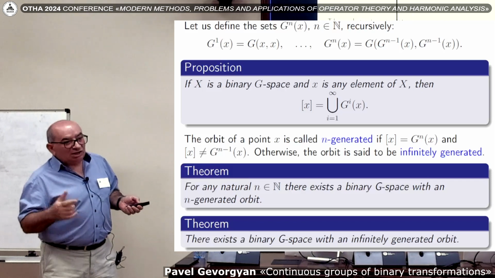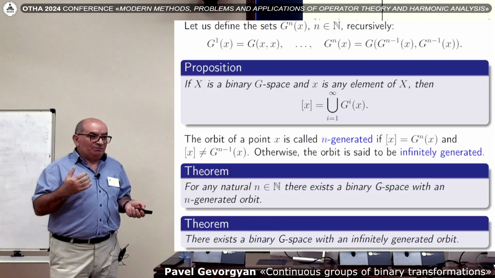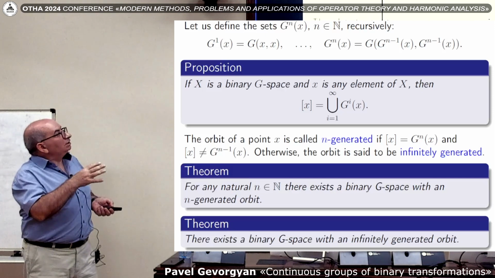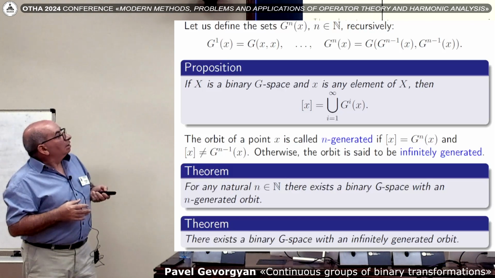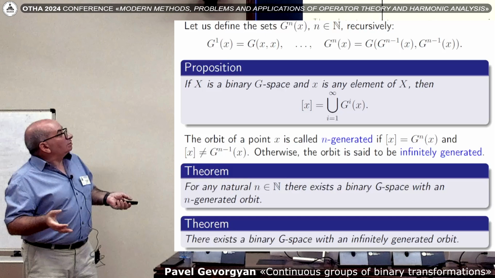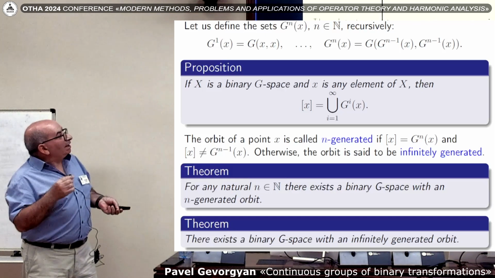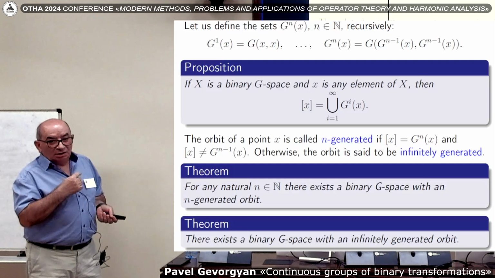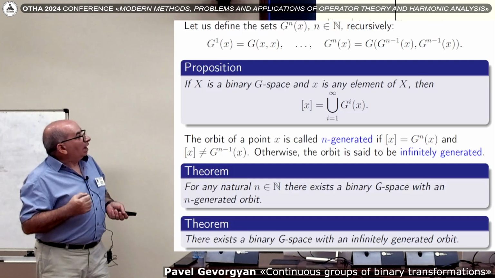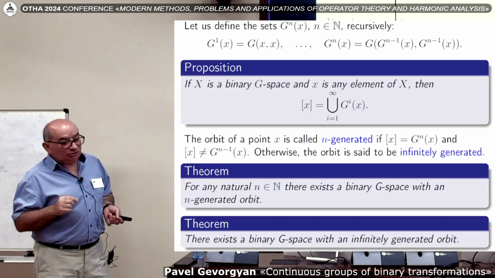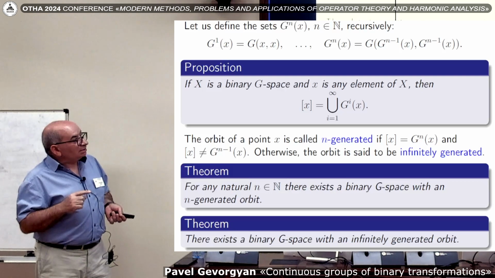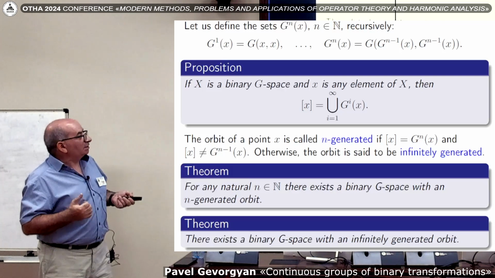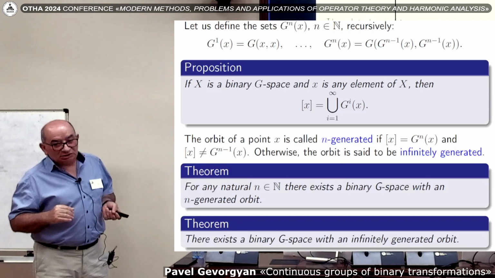To describe and to classify the orbits of an arbitrary binary G space, let us define the set G to the n of x recursively in this way. Now, it can be noted that for any binary G space X, the orbit of a point x is the union of all these sets, G to the i of x. The orbit of a point x is called n-generated if it coincides with G to the n of x, but doesn't coincide with G to the n minus 1 of x. Otherwise, the orbit is said to be infinitely generated.